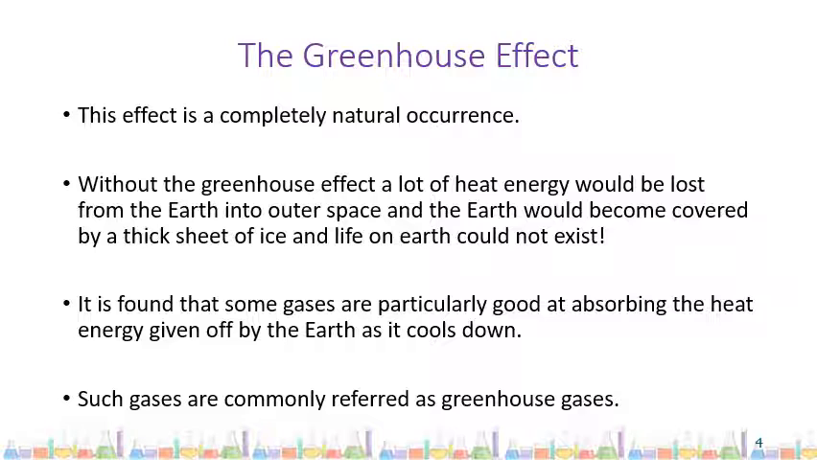So the greenhouse effect, it's very important that you understand that it's a completely natural occurrence. This would have to happen all the time. It's confusing because in the media now, a lot of the time, it's made to sound like the greenhouse effect is a really bad thing. But in fact, if we didn't have this greenhouse effect occurring naturally, life on Earth couldn't be sustained because it would be too cold. And the reason this happens is that there are some gases in the atmosphere that are particularly good at absorbing the heat, and such gases are called greenhouse gases.